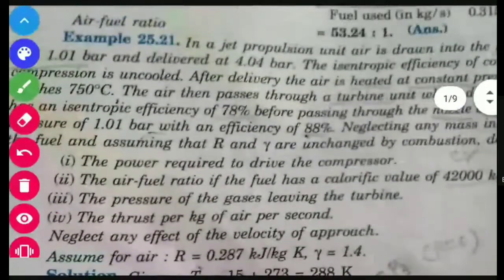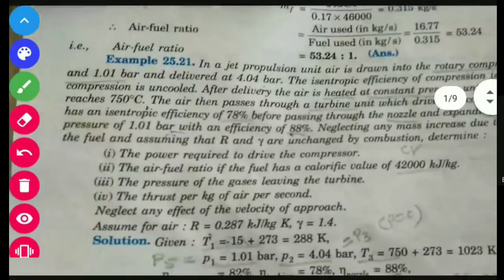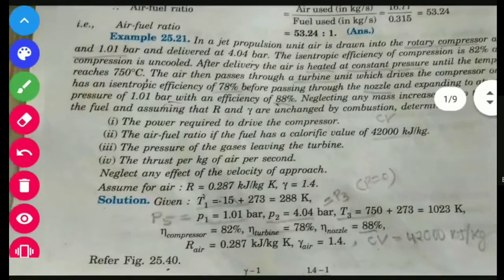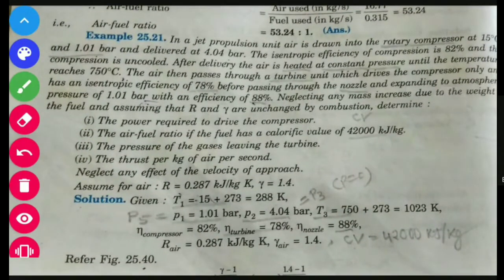See, once you see the problem. A jet propulsion unit air is drawn into the rotary compressor at 15 degrees centigrade and 1.01 bar. That is T1 and P1 given. And delivered at 4.04 bar is the delivery pressure. That means after compression it will be delivered to the combustion chamber. That means the next pressure P2 is given, where P2 is 4.04 bar.